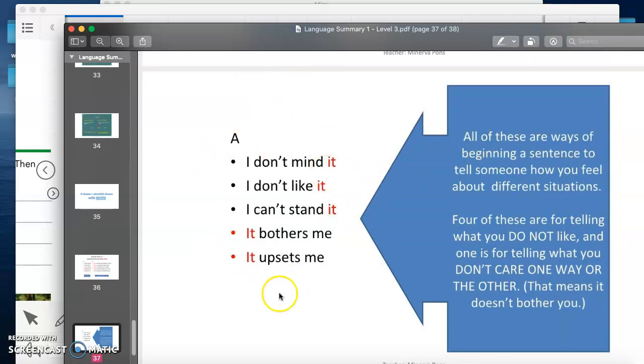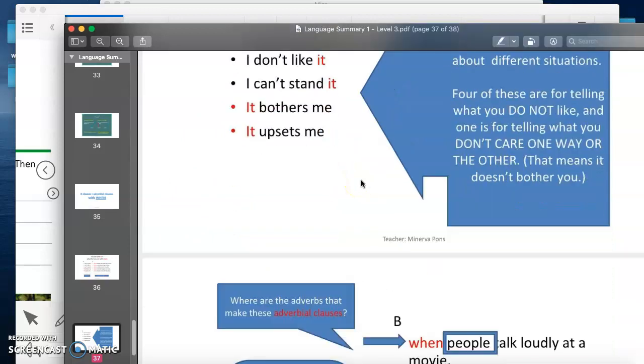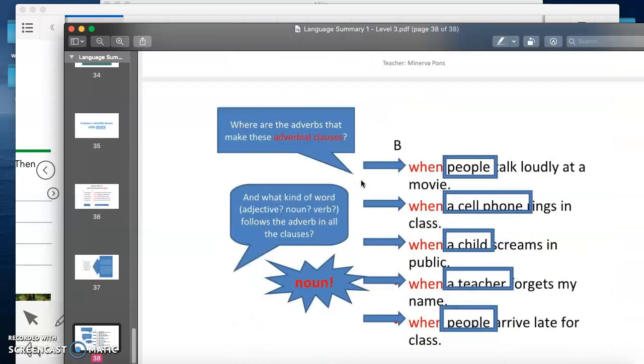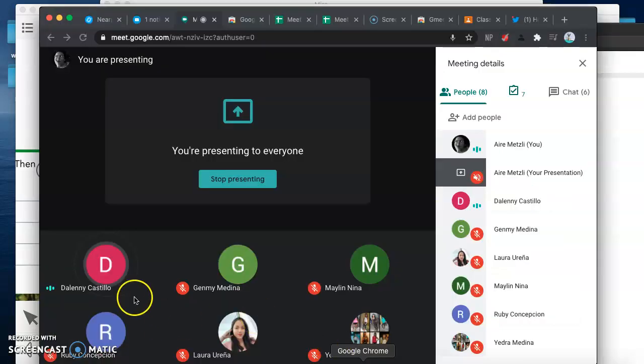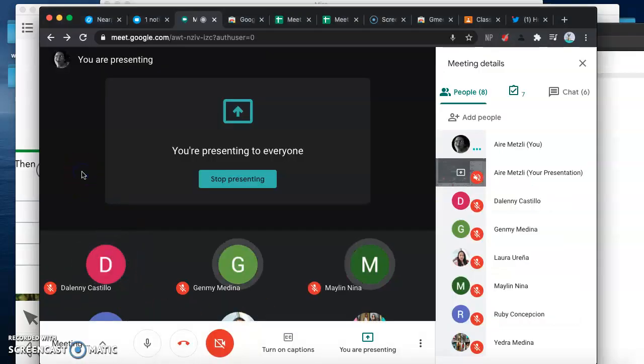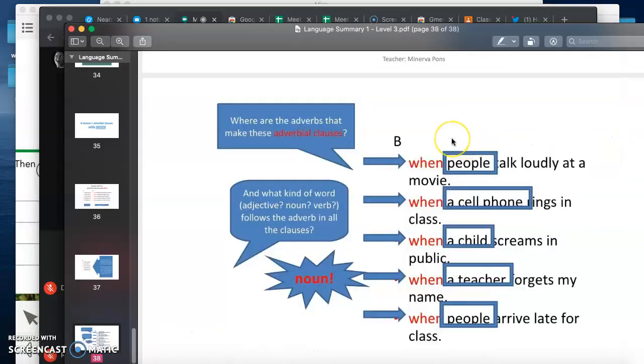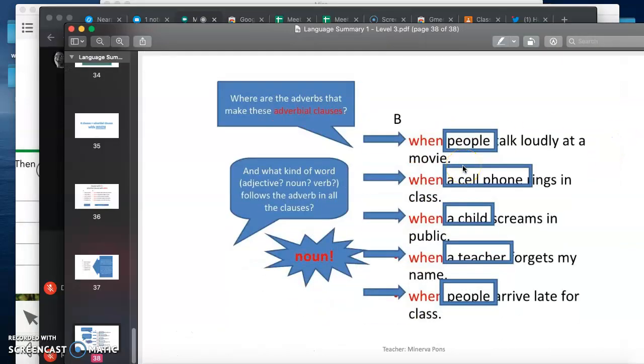These are ways of beginning a sentence to say how you feel about that. And then we have part B, which has the adverbial clause with when. It is always going to start with a when. I don't like it when, I hate it when. And then we use a noun. For example, I hate it when people close the door. I hate it when my mother, and that will be my noun, for example.